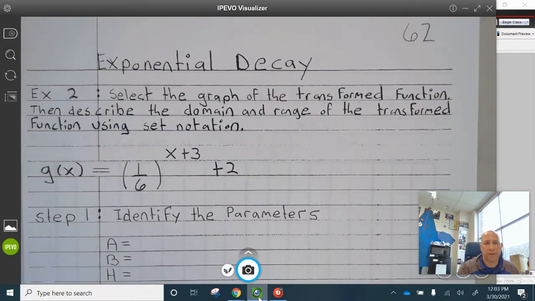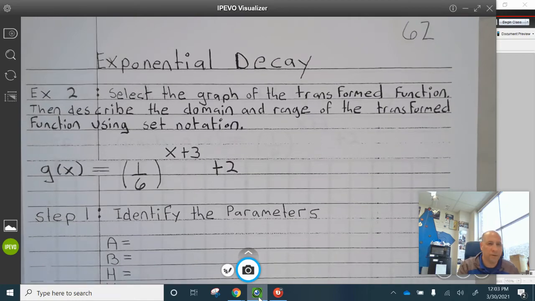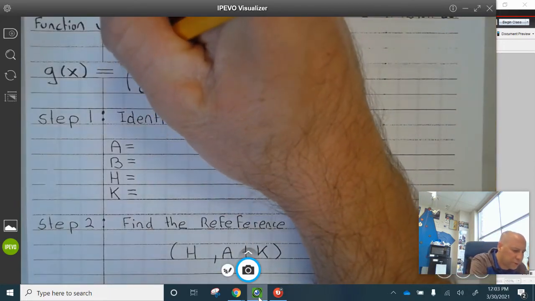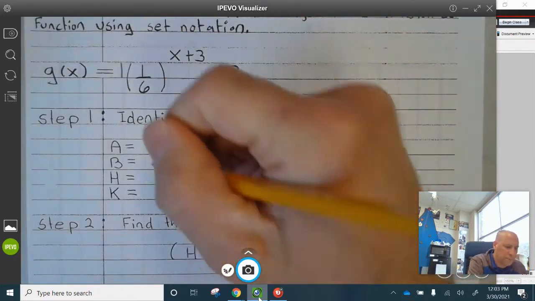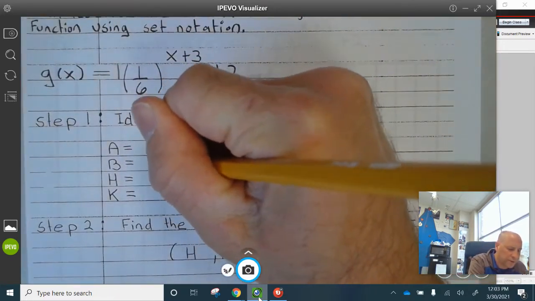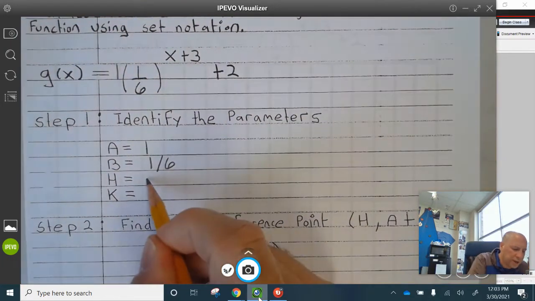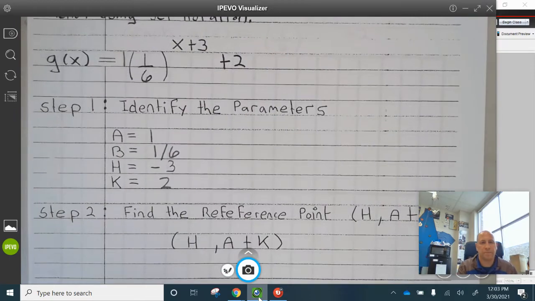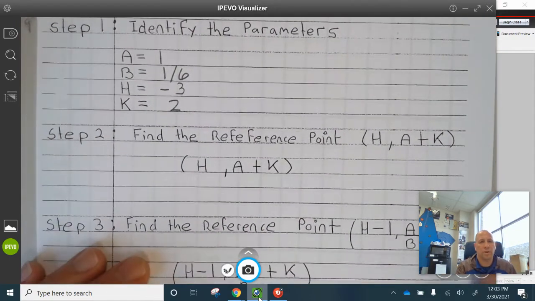Example 2. Select the graph of the transform function, then describe the domain and range of the transform function using set notation. Okay, so we have g of x equals (1 divided by 6)^(x+3) + 2. Identify the parameters. Technically, there's a 1 here, so a is 1, b is 1 divided by 6, h is -3, and k is positive 2.